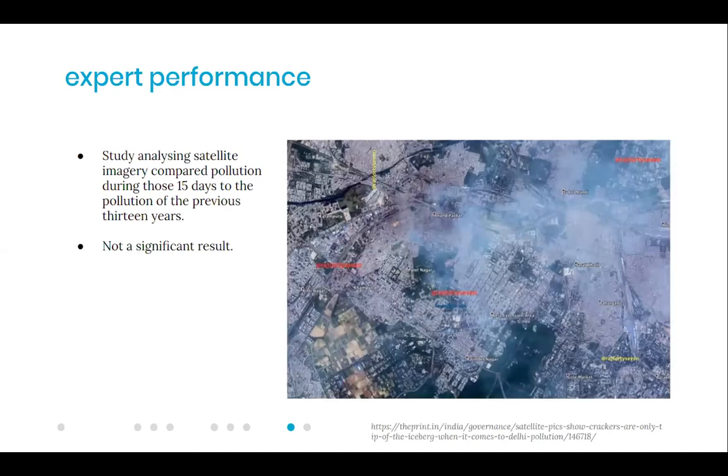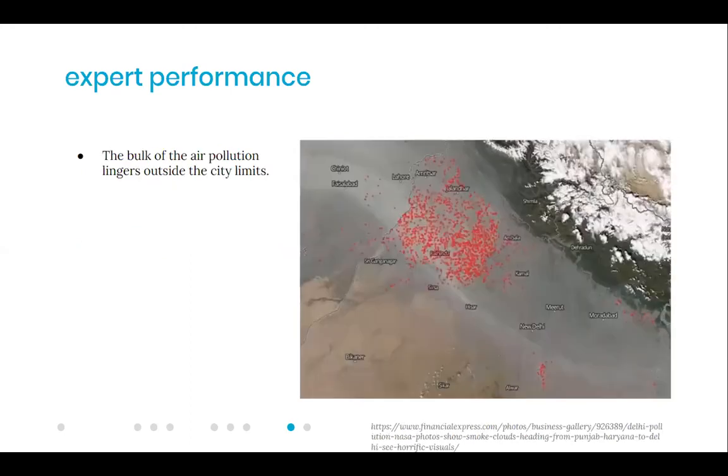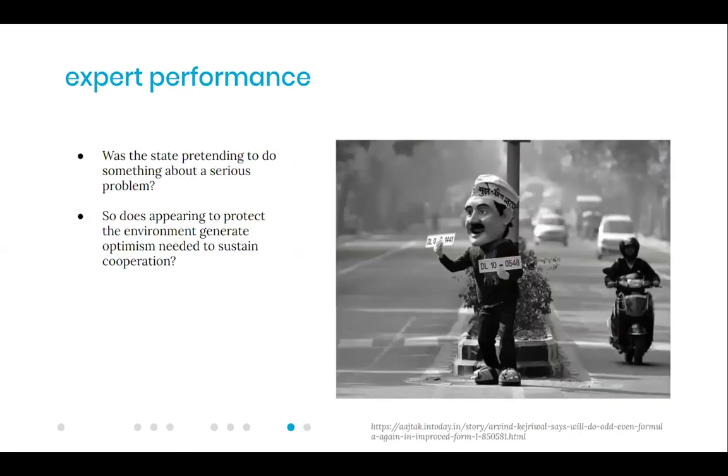A satellite image analysis was done comparing the pollution from these 15 days to the previous 13 years of Delhi's air pollution. And the results are grim because there was no significant change in the pollution in Delhi. The obvious reason is that the bulk of Delhi's air pollution lingers outside the city limits and comes from a lot of stubble burning. And so he asked the question of whether the state was just pretending to do something about a serious problem.